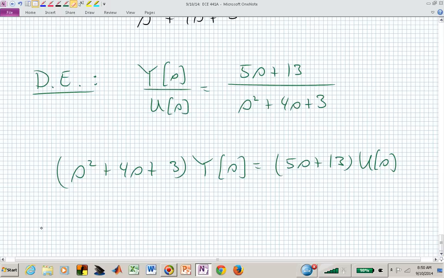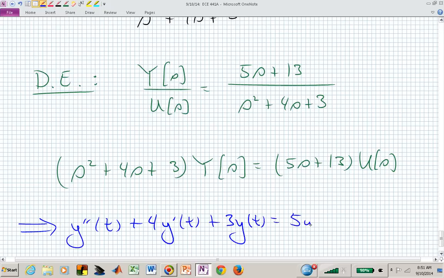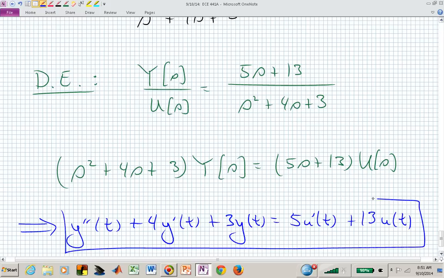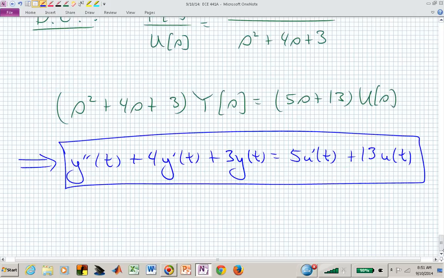Now this goes into the time domain and says that we now have y double prime plus 4y prime plus 3y of t is equal to 5 u prime of t plus 13 u of t. There's our differential equation. And what have we done? We've gone, and now we could actually put this into a block diagram and start over again. State space, transfer function, block diagram, transfer function. And I want you to get comfortable with all of those different representations. They all can be related. We'll pick up with DC motors next time.